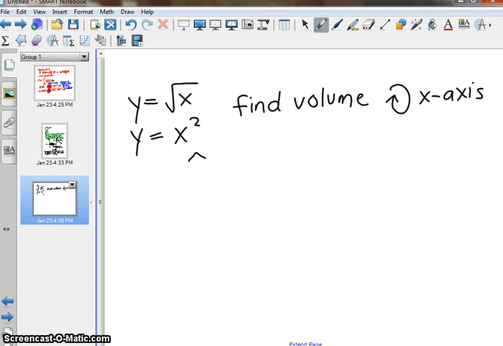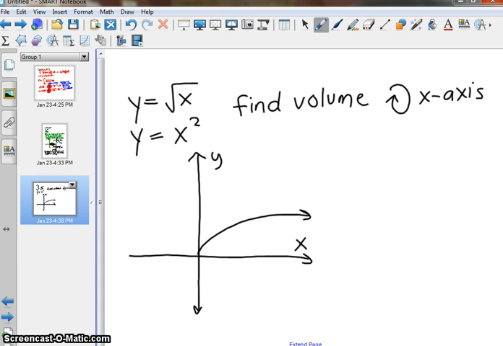So let's draw a picture. I want to see a picture with every one that you do. So here's square root of x. Here's x squared. You can see your bound area. We're going to revolve it around the x-axis. So when I do that, it is going to look like this.